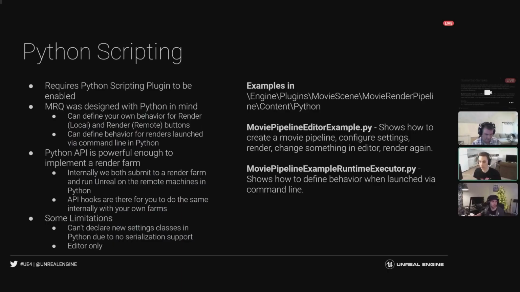When we built the movie render queue, we designed this with Python in mind. So you actually have a lot of control from Python. One example is you can control the behavior of the render local and render remote buttons on the main UI. This can be useful for making an internal render farm where you override the render remote button to automatically send it to your render farm. That way, for your artists, it's nice. They just click the button. They don't need separate ways of submitting it or anything like that.